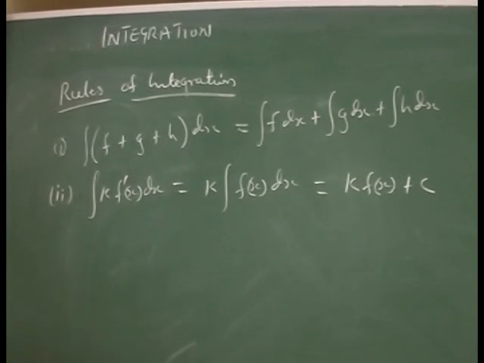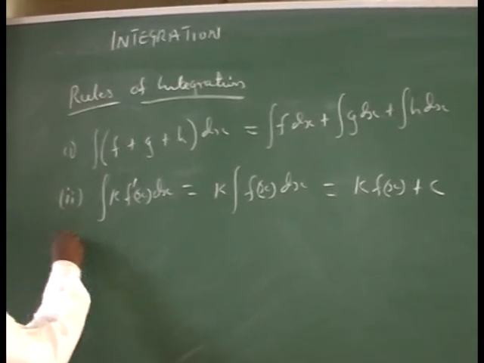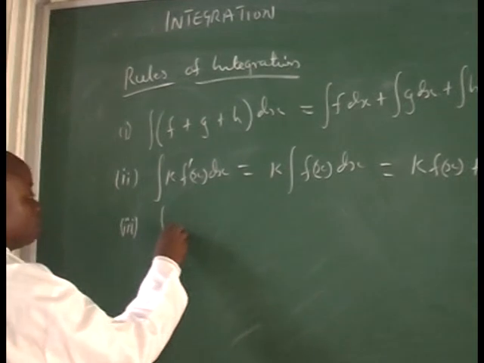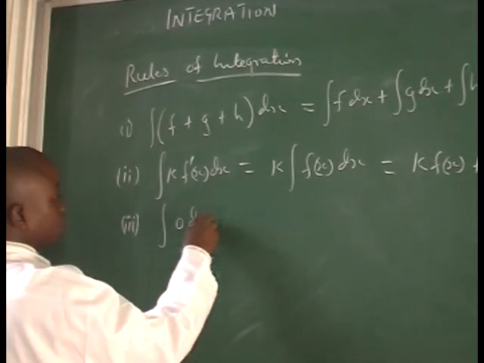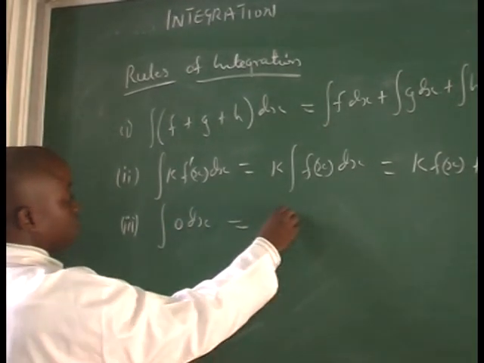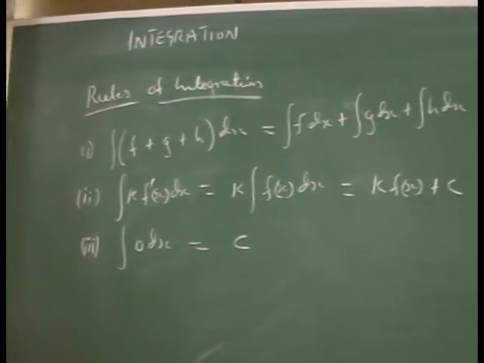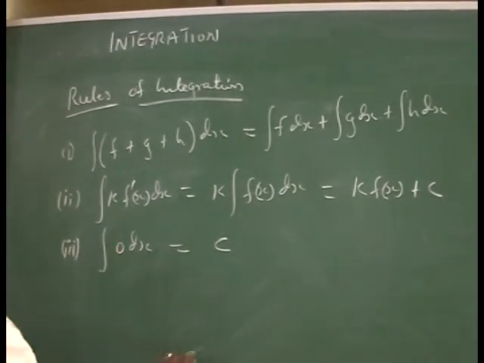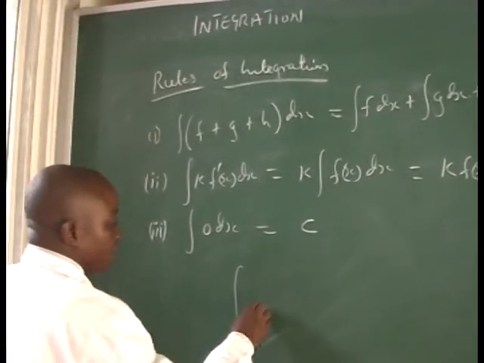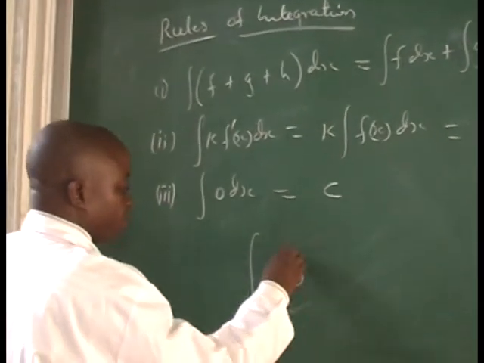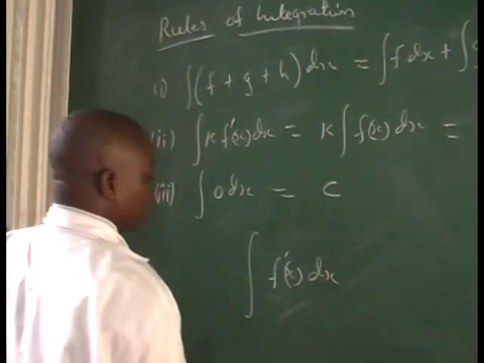And then we have another one: the integral of 0 dx will be equal to c. If we integrate 0, it's a constant c.